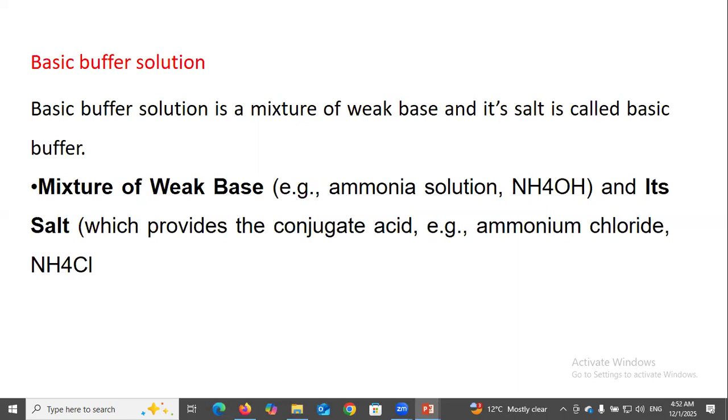A basic buffer solution is a mixture of a weak base and its salt. It's called a basic buffer. A mixture of weak base, ammonia solution, and its salt, ammonium chloride, produces a basic buffer.